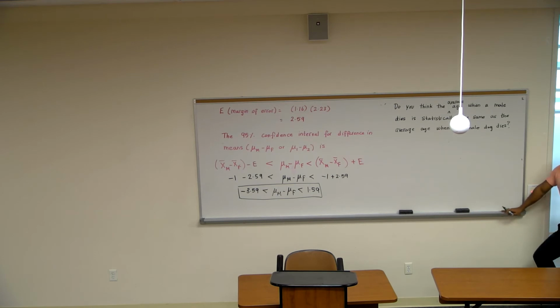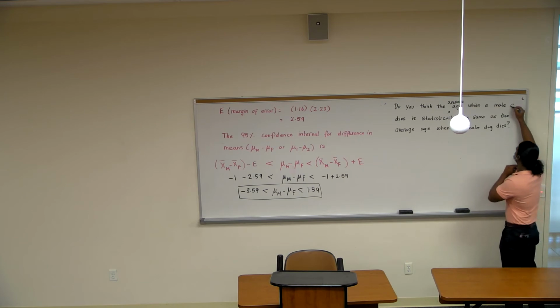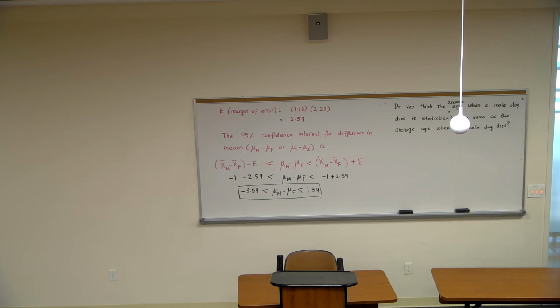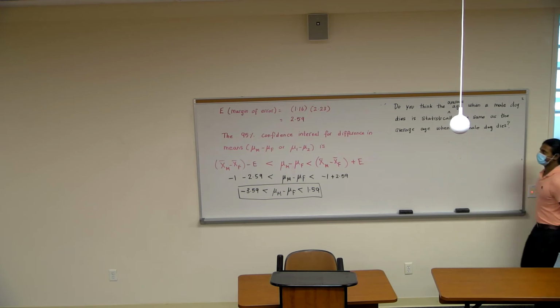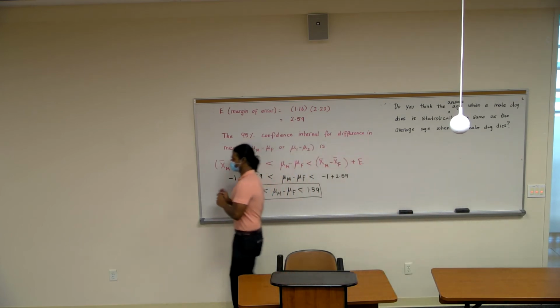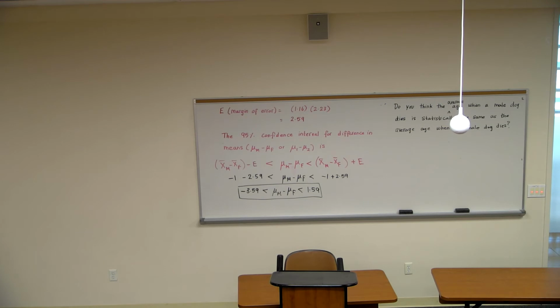Do you think the average age when a male dog dies is statistically the same as the average age when a female dog dies? We went over this last time on how to make inference using the confidence interval that we obtain for the difference in means. No, because when you subtract μ1 and μ2, you get a negative number. It means that the average age for a male dog is less than female.